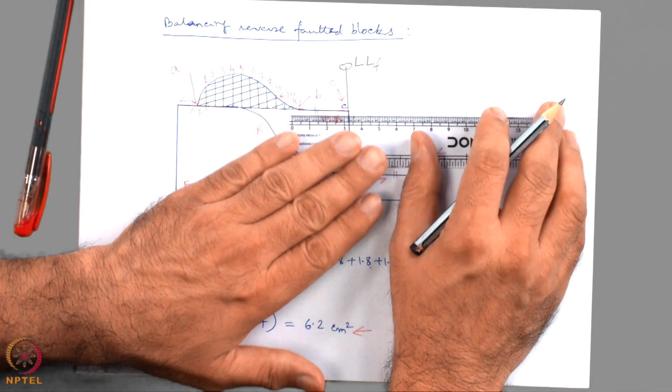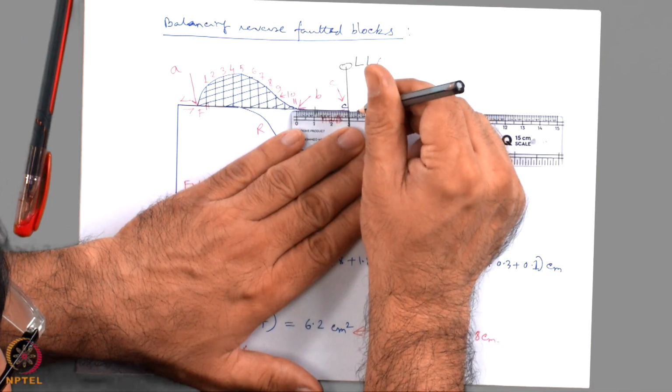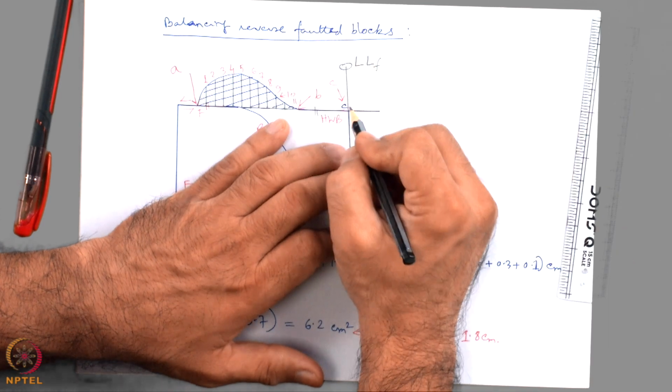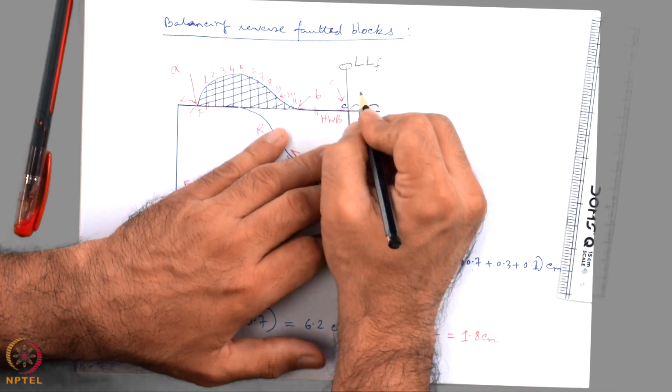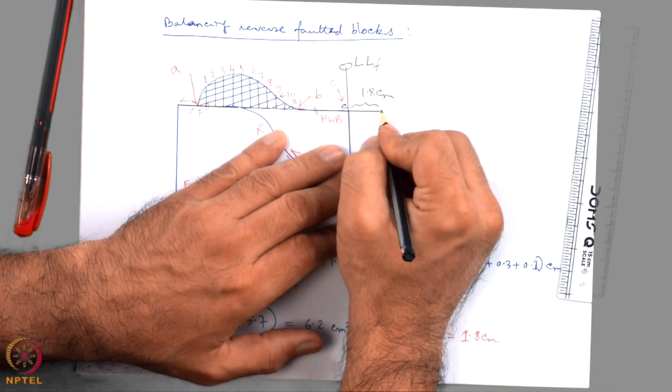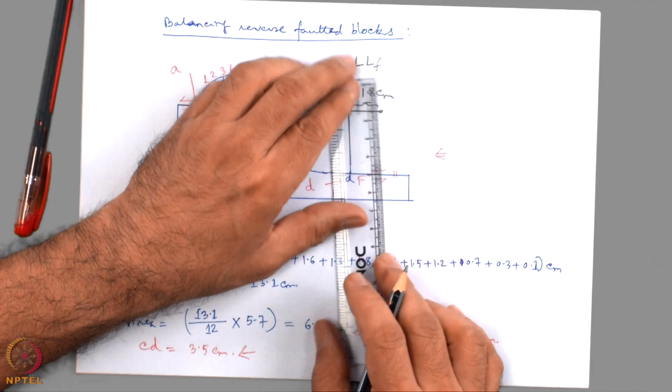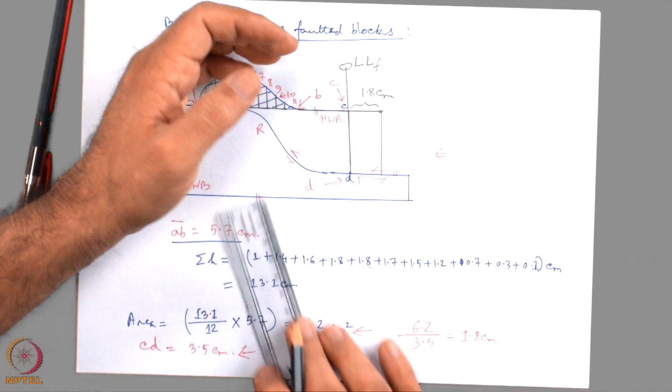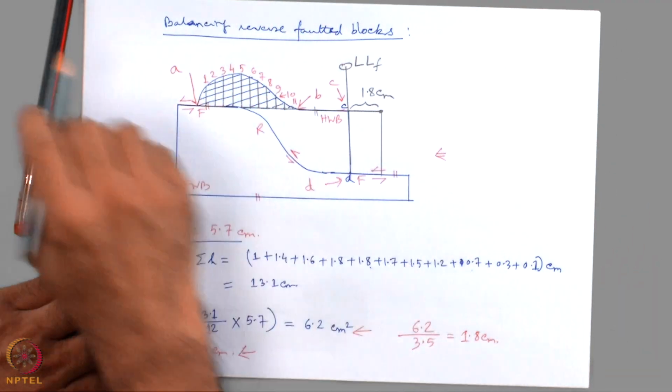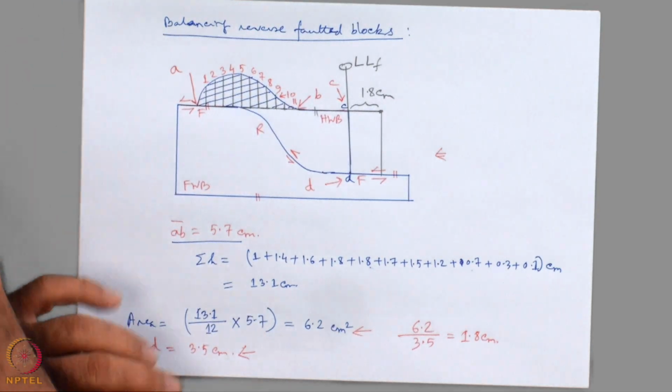Extend this line to 1.8 centimeter. I mean to say that this length is 1.8 centimeter, and from here drop a normal on this plane. Now, the cross section has been balanced.